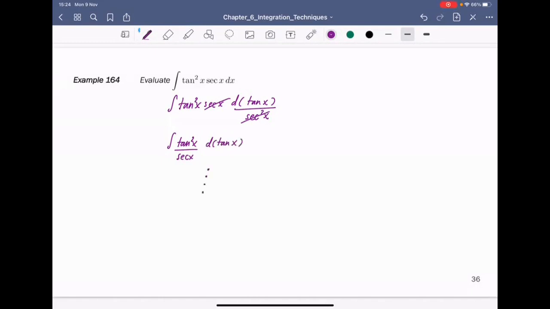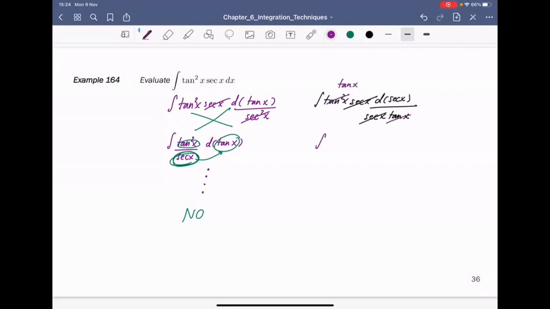Do you want to continue this? For me, no. You have tan here, which is good, but you need to convert sec to tan. No way. I'm not going to do this. So the second one, if I say, hey, now I do d sec. Whoa, this looks good, right? Sec x, tan x. Sec cancel. Tan cancel one time. So you get tan x.